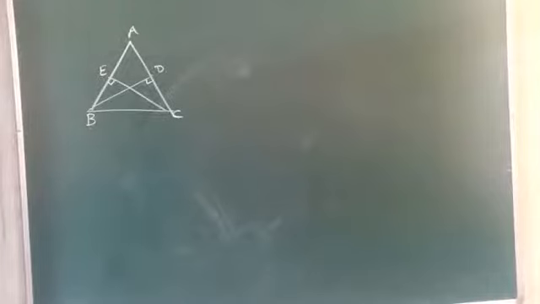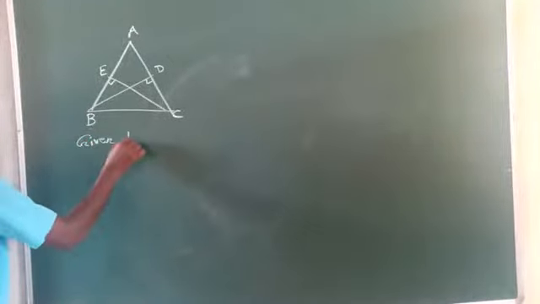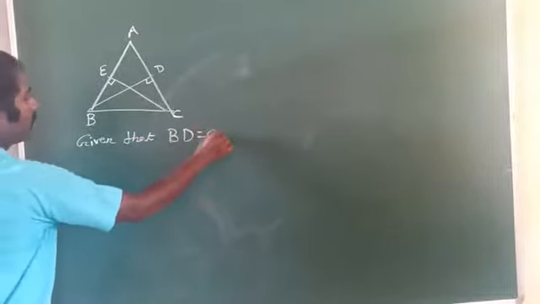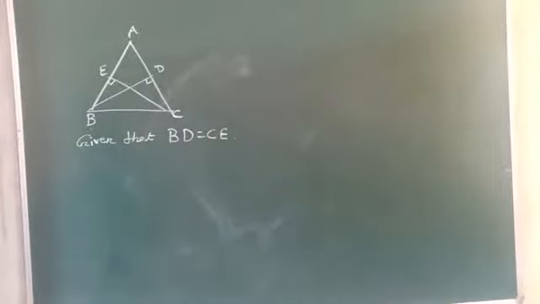Good morning to everybody. So we are discussing some extra questions based on congruence of triangles. In this question, BD and CE are altitudes of triangle ABC such that BD equal to CE is given. State the three pairs of equal parts of triangle CBD and triangle BCE.